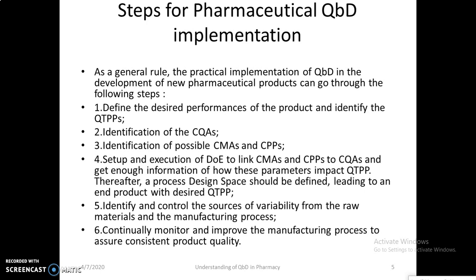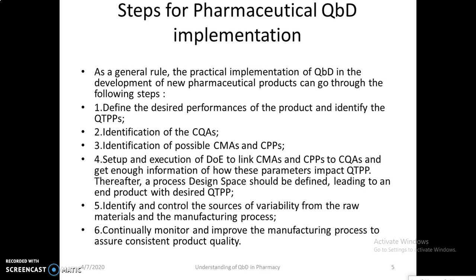If it is dissolution, more than 85% of the drug should be dissolved in the given physiological pH. For disintegration time also, there is some time period. So you have to define the time, define those limits. That is called QTPP. Very important. That is what we call the quality target product profile.